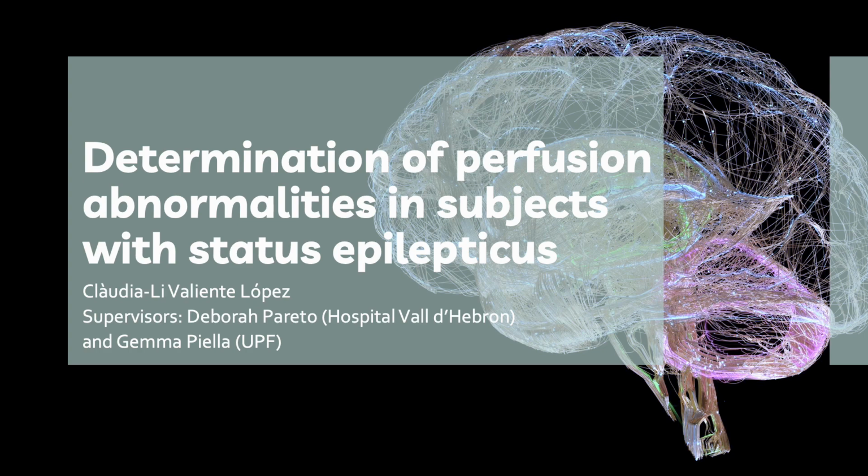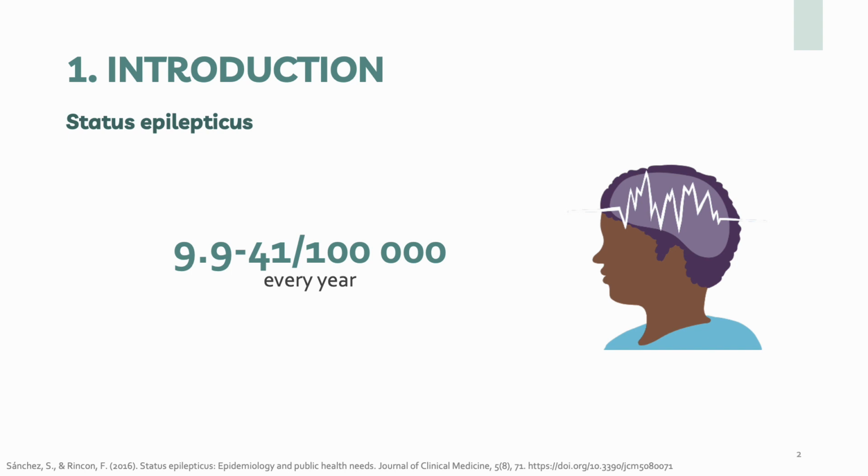Hello, I am Clàudia-Li Valiente and I am going to talk about my bachelor thesis, Determination of Perfusion Abnormalities in Subjects with Status Epilepticus. First of all, status epilepticus is a condition that is not very common. It affects from 9.9 to 41 people per 100,000 a year, but it can be life-threatening.